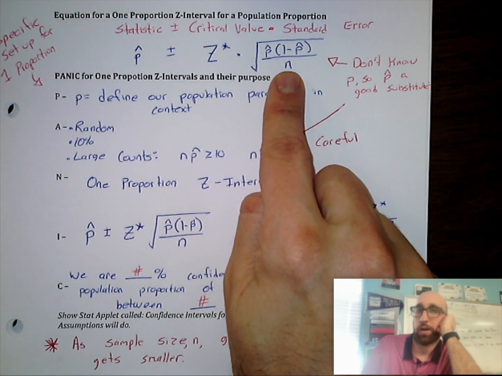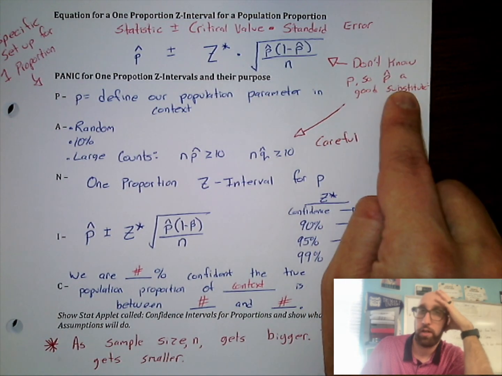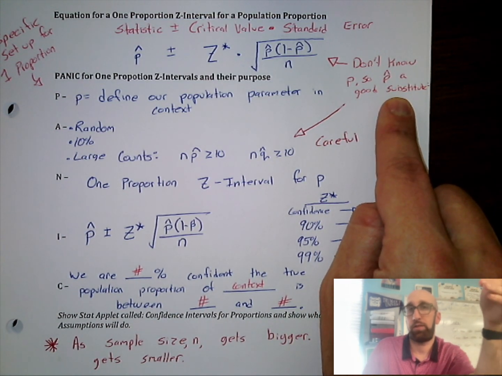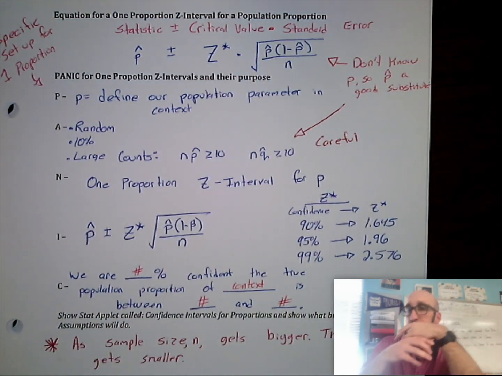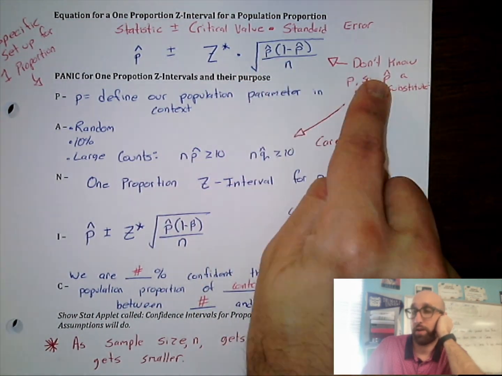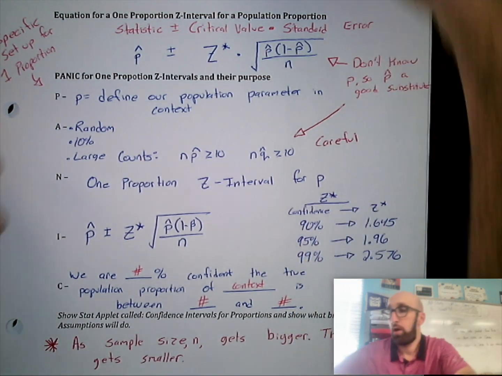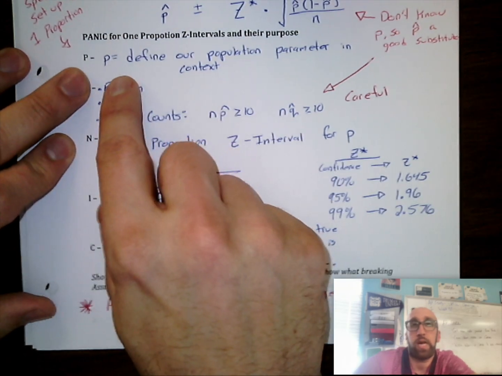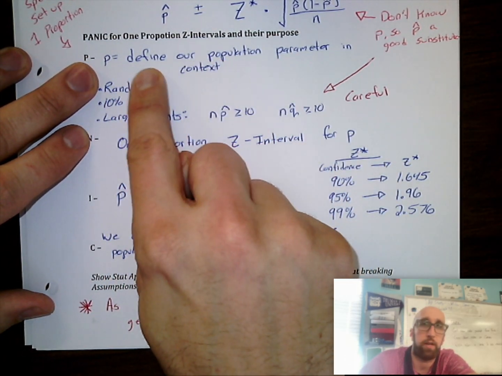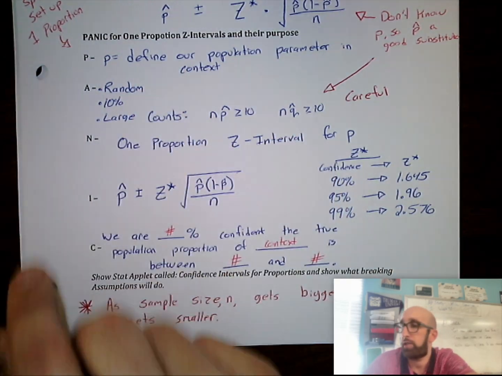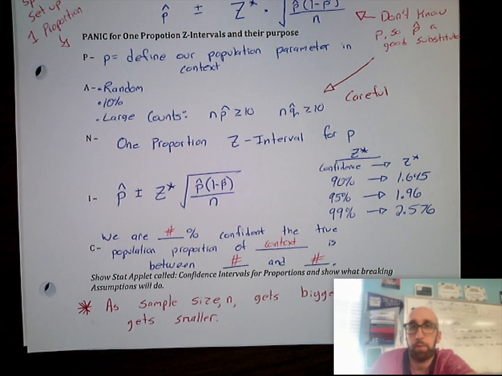What I do to reason through this is, since we don't know p, we don't know the population proportion, p hat is a good substitute. When you read through these problems, you're not going to be able to write down p equals some number. So if you don't have a number for p, use p hat as a good substitute. The first step on these problems is we're going to define our population parameter in context. So p is the population proportion of Pattonville High School students that are planning on going to prom.